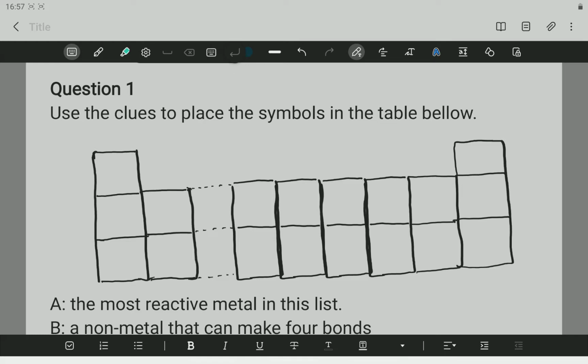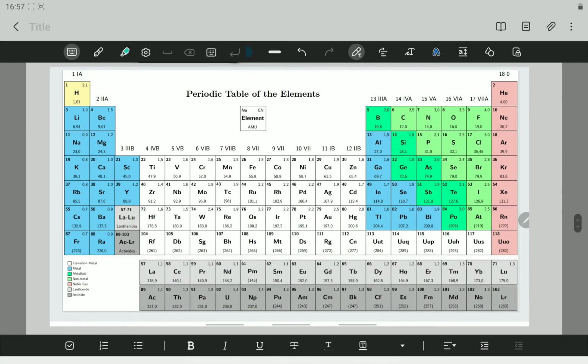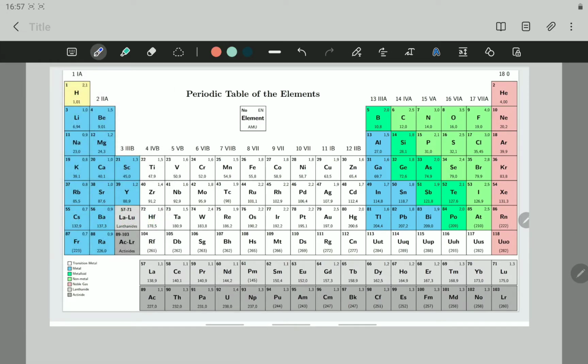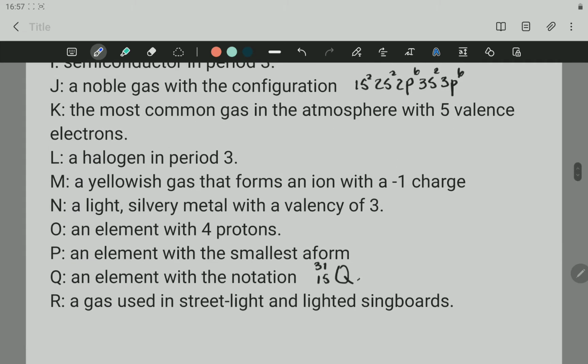This question says use the clues to place the symbol in the table below. This table below represents a portion of the periodic table. Here is the periodic table. The piece of the table you have there corresponds to this side here of the periodic table, all this side up to there. So any element involved in those data is only in that portion of the periodic table.